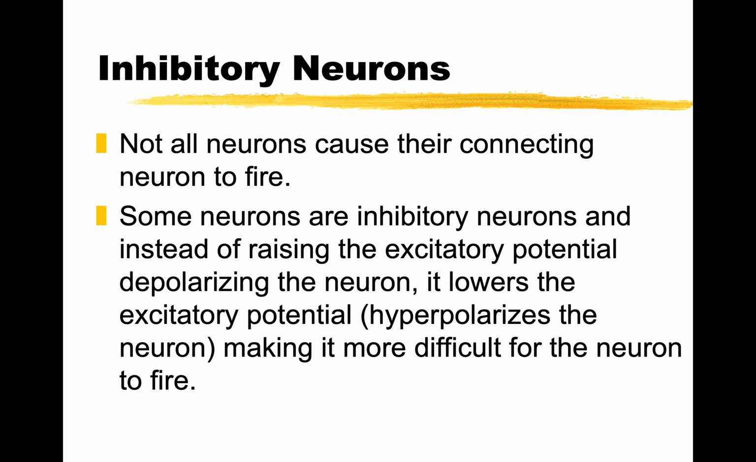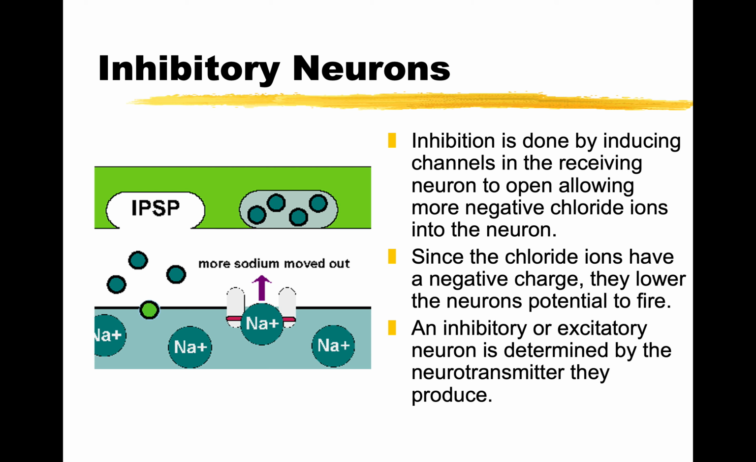Not all neurons cause their connected neuron to fire. Some neurons are inhibitory neurons, and instead of raising the excitatory potential, depolarizing the neuron, they lower the excitatory potential by hyperpolarizing the neuron, making it more difficult for the neuron to fire. And we're going to tell you how that happens right now.